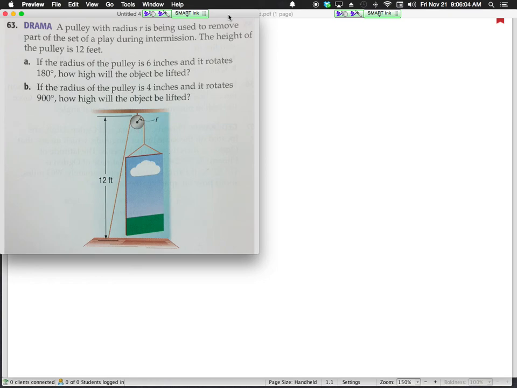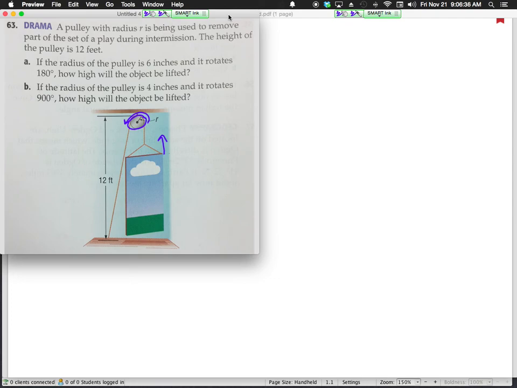All right, it says a pulley with radius r is being used to remove part of the set of a play during intermission. The height of the pulley is 12 feet. If the radius of the pulley is 6 inches and it rotates 180 degrees, how high will the object be lifted? So as you can see here, they're saying if I take this and I rotate it 180 degrees, how high will that thing move up? Is what they're wanting to know.